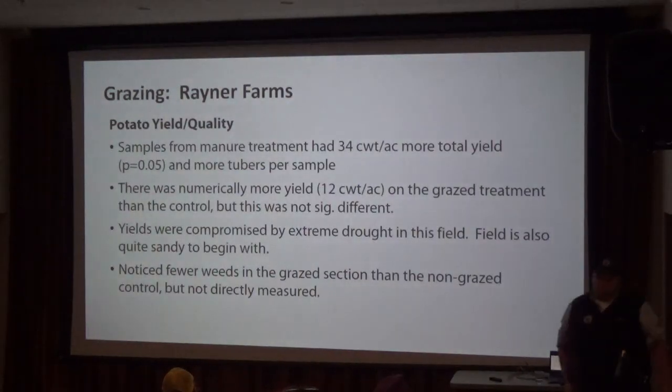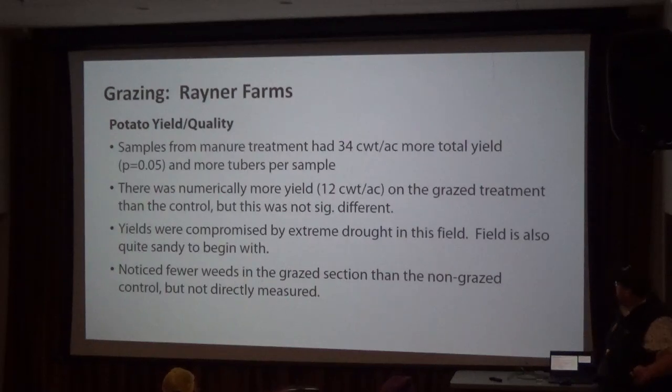What I can tell you is that where they put the manure on the year before, the fall before, they had 34 more hundredweight than where they had no manure. That's pretty in line with a lot of the other trials we've done on manure work in the past. There was numerically more yield on the graze treatment than the control, but it was not significantly different.